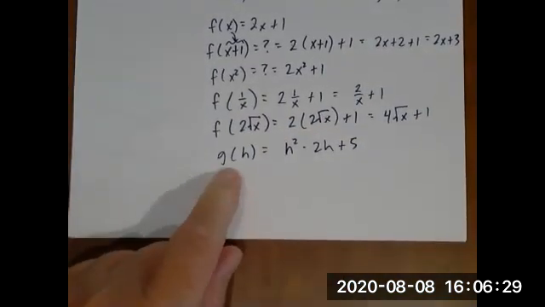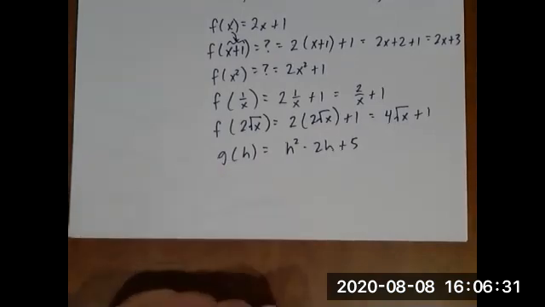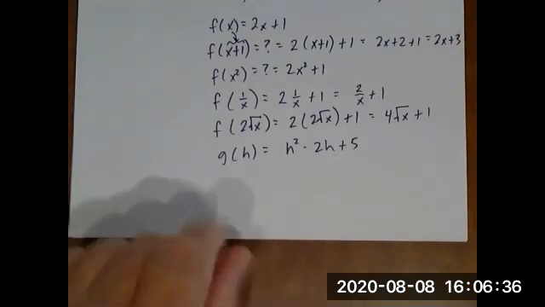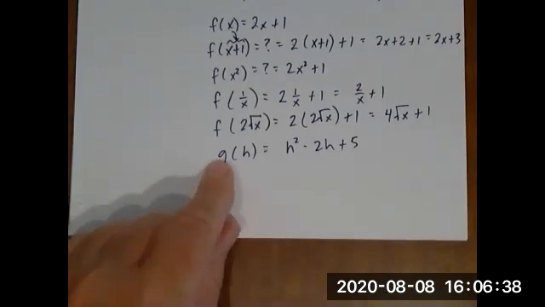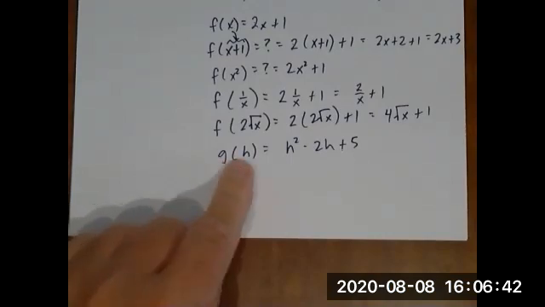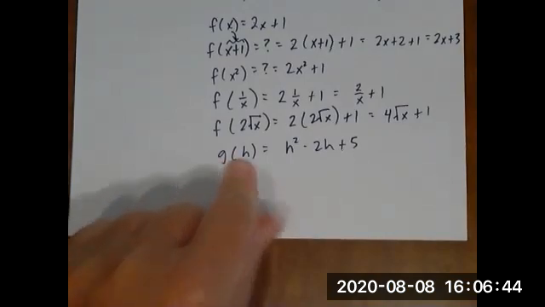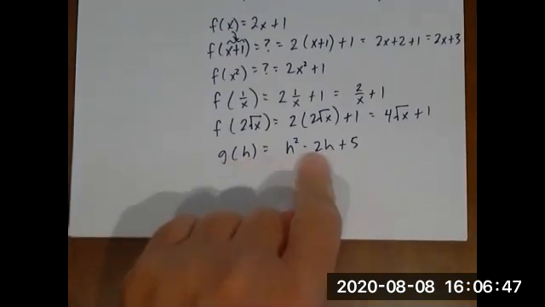New function. G of h equals h squared minus 2h plus 5. So my function, I would call this function, this is g. My function is g. The variable is going to be h. So when I look at my expression, of course, it's got the variable h in it.